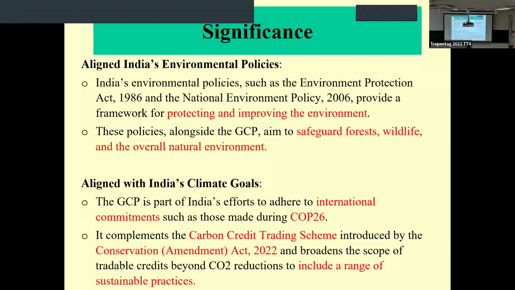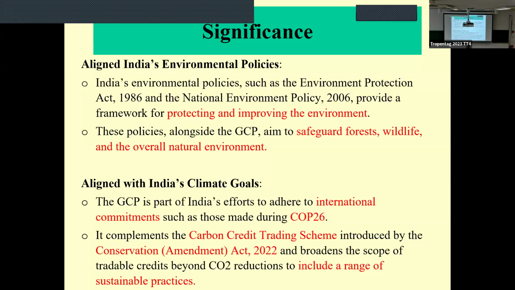Then it is also aligned to India's national climate goal, because in COP26, many commitments were made by the Honorable Prime Minister of India that we have to go for net zero emission by 2070. Renewable energy will be 50%, and for non-fossil energy we have to generate at least 500 gigawatt by 2030. So that is the commitment made in COP26. So this GCP is also aligned to the commitment made by India in COP26.